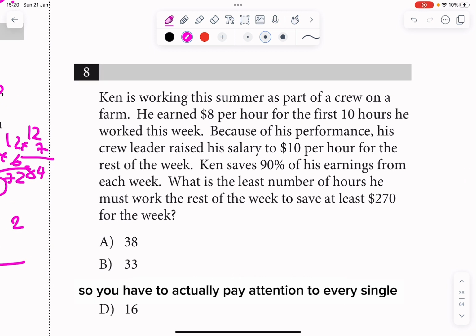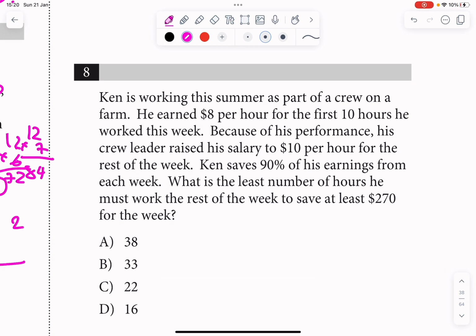So you have to actually pay attention to every single detail if you want to successfully solve these questions. So yeah, I'm just going to give a kind of disclaimer.